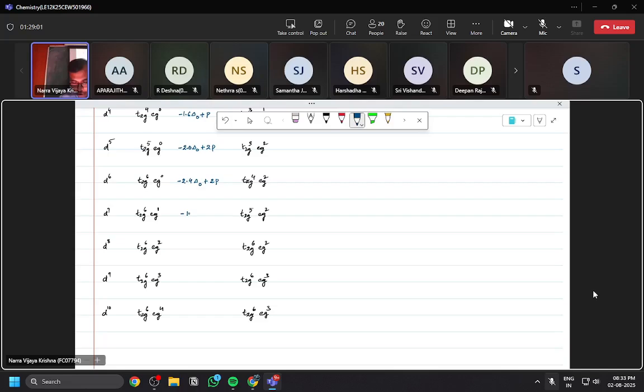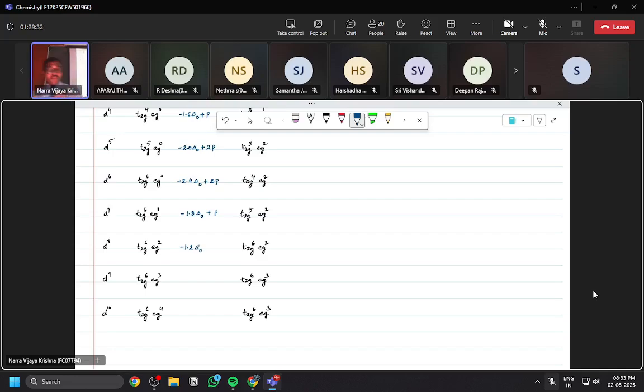Minus 1.8 delta naught. 1 electron is there in eg, which means plus 0.6. Correct? Plus 0.6 means it becomes minus 1.8 delta naught plus how much pairing? In d7, how much already paired? 2. Now how many paired? 3. So the difference. Next. Minus 1.2 delta naught. Correct?